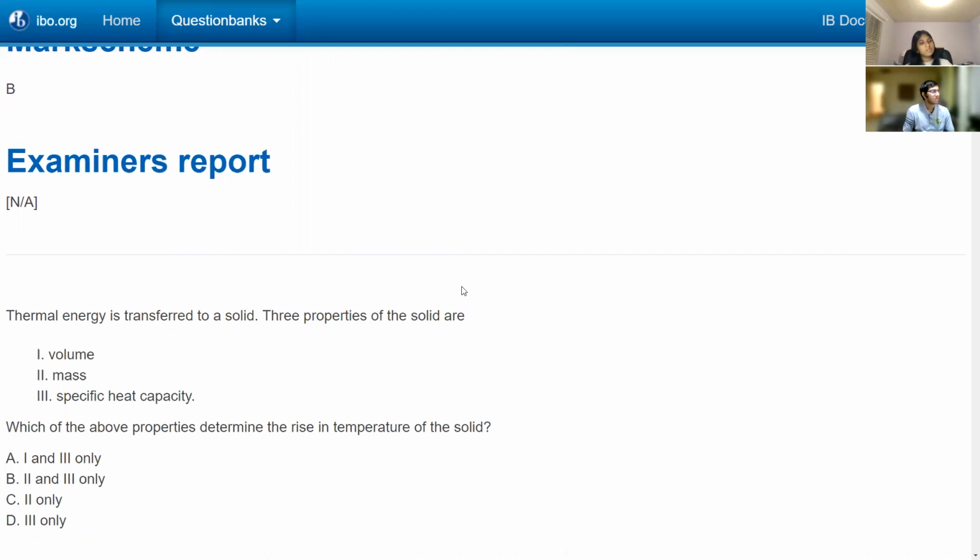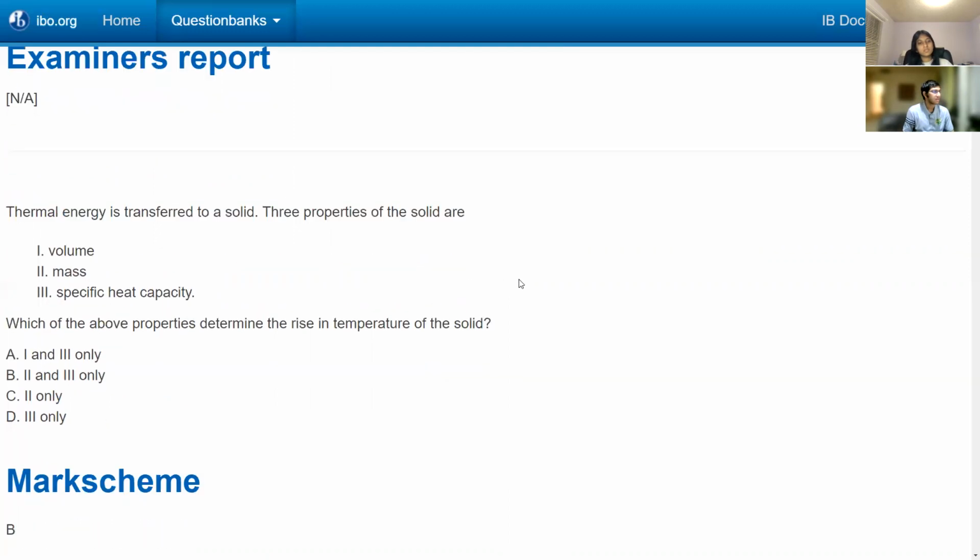B. I think so, because it's just Q equals mcΔT here, right? Yeah. If this were a gas, then it would probably be A. Or no, sorry, not A, but it would just be 1. I don't know. Probably be volume and specific heat capacity. Probably not mass. Yeah, actually, it might even be mass. I don't know.